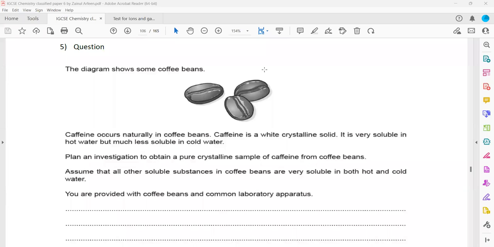Why do we first filter? To remove any insoluble substances. That is why the first filtration is done. When we crush this and make a solution, there might be some substances which are insoluble, so the first filtration removes them. Then we use crystallization to obtain the crystals of caffeine. As I mentioned, all the other substances in the coffee beans remain soluble in both hot and cold water, but caffeine crystals can be obtained by crystallization.